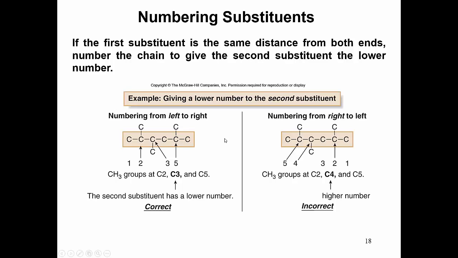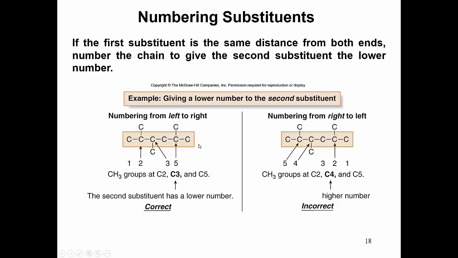So how do we take a look at this? We're going to consider another possible tie, and that is, what if you have two parent chains and they both have substituents on their second carbons? Then we go to the second substituent, and this one is 3, and this one, if we counted this way, would be 4. These actually are the same compound. How do you know which way to start?